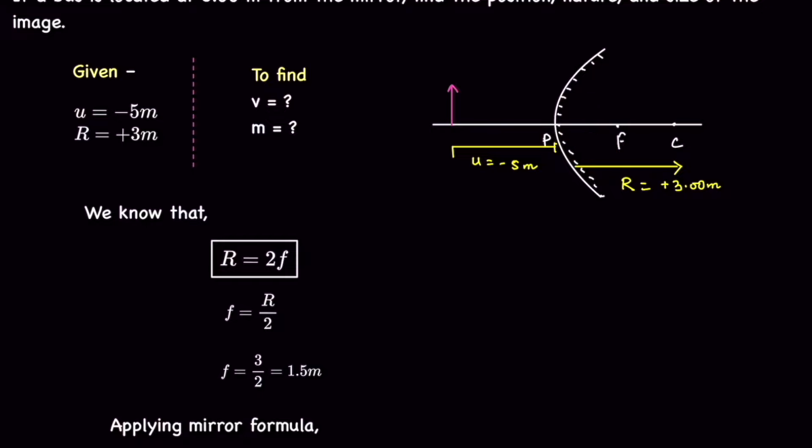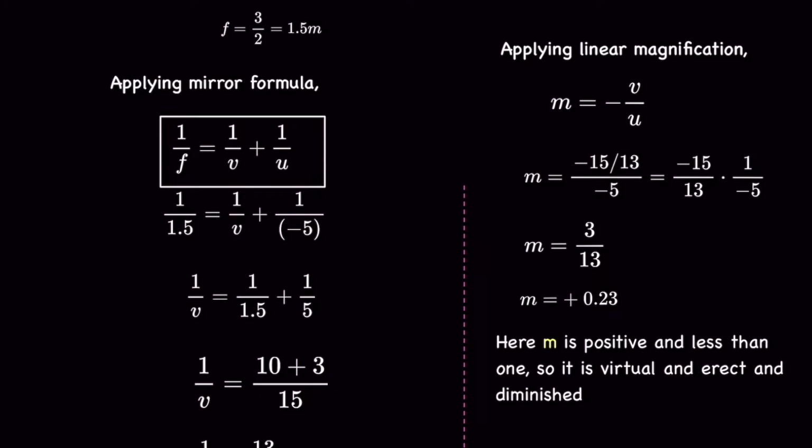Now, the second thing, we have to find the linear magnification. For finding m, we will use the linear magnification formula. m is equal to minus v by u. So for the v value, we will take the fractional value, which is minus 15 by 13, divided by minus 5. If we solve it, m is equal to 3 by 13. It's equal to plus 0.23.